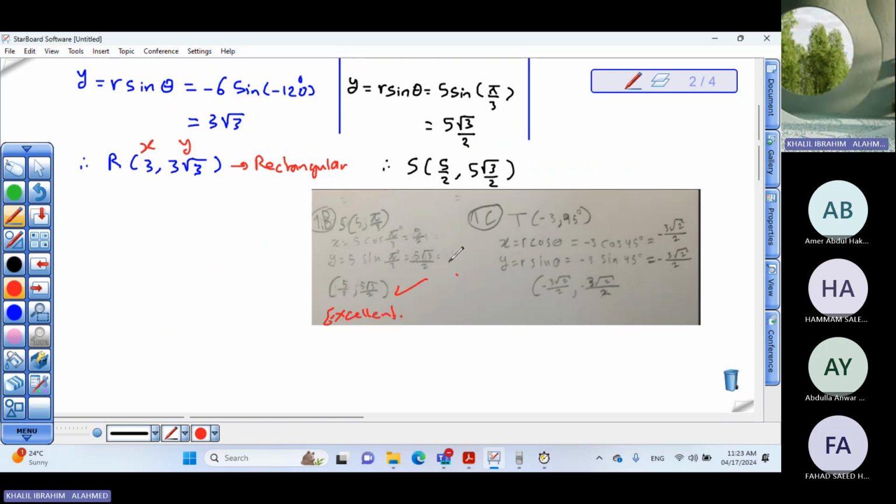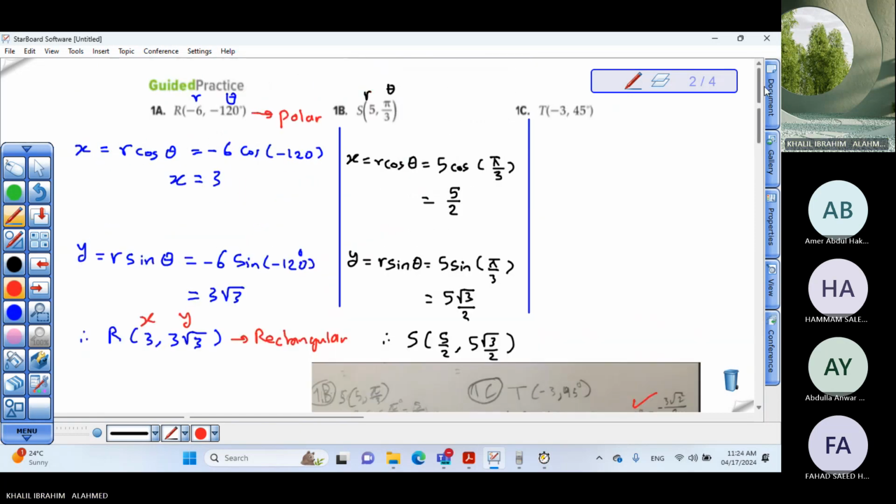Okay, let's check the second question. R cosine theta, negative 3 cosine 45 degrees. Also here, negative 3 sine 45 degrees. The same answer. Okay, close the bracket here. Don't forget it. This is the T point. Well done, Mr. Abdullah. Any other student solve the question? Just Abdullah? Okay, let's move.